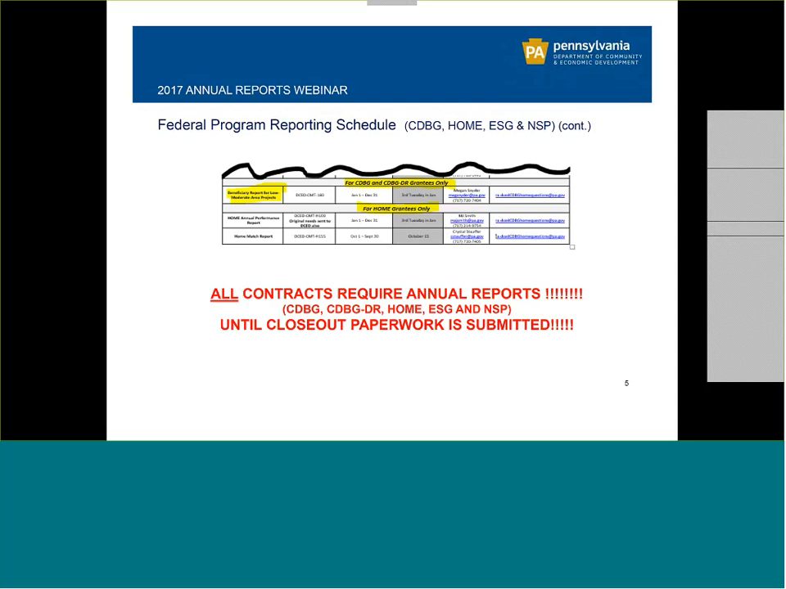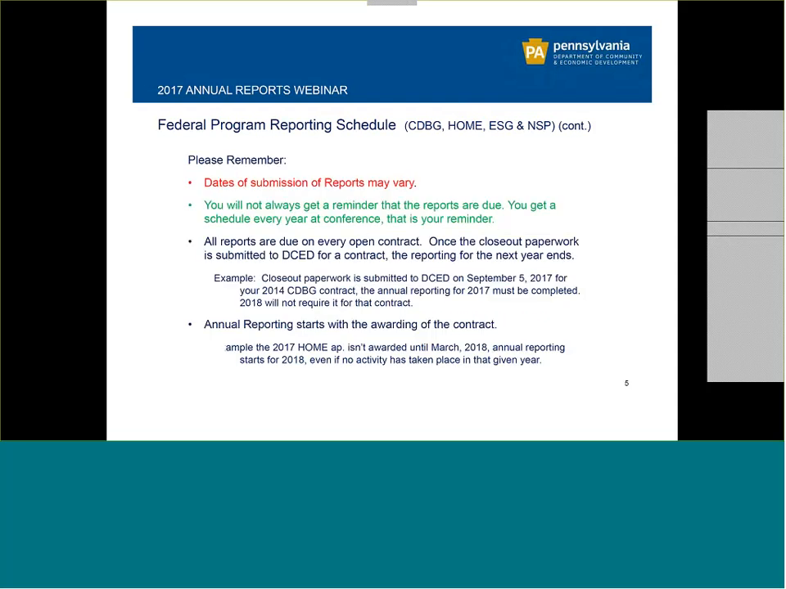Okay, so I just want to emphasize, as you can see in bold red letters, all contracts require annual reports. So every program listed there requires you to do the annual reports. And you must continue to do them until your closeout paperwork is submitted. You may be done with your activity, but until you actually have your closeout paperwork in here, you still have to do your annual reports, even if there's no activity.